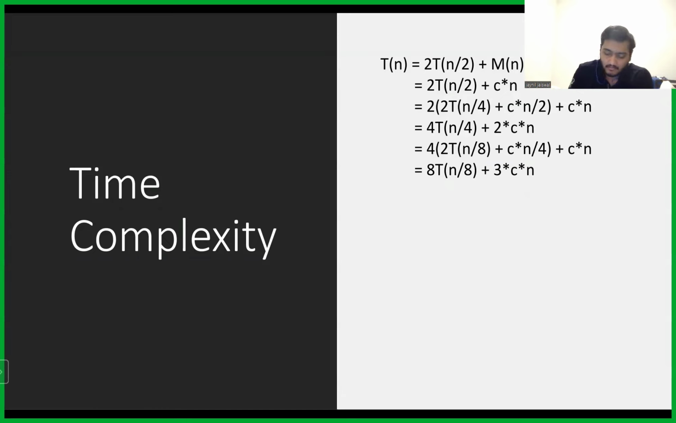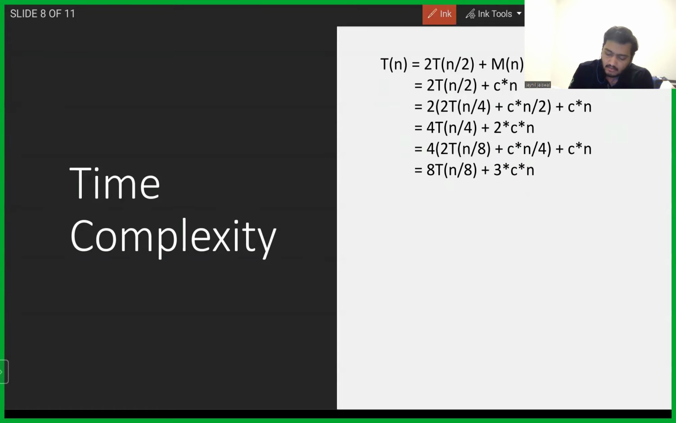Here we are seeing a pattern. For T of n by 8, 8 is also 2 power 3, and the coefficient of T of n by 8 is also 2 power 3. The coefficient of Cn is 3. Similarly, T of n by 4 is T of n by 2 square, and the coefficient of T of n by 4 is also 2 square. In our main equation, the coefficient of Cn is 1, whereas we have T of n by 2 power 1, and the coefficient of T of n by 2 is 2 power 1.